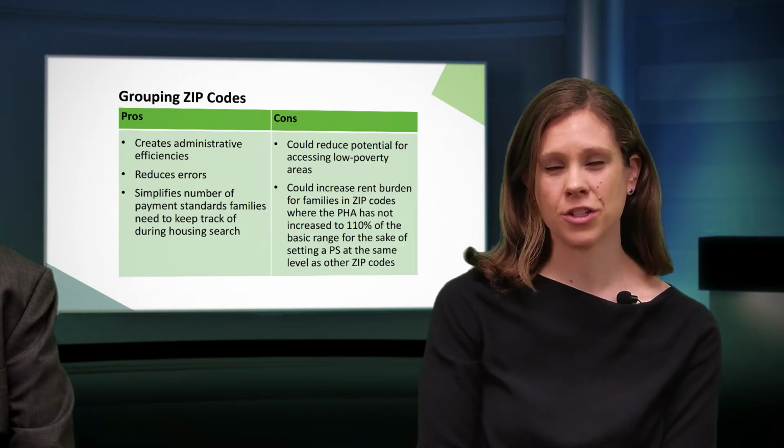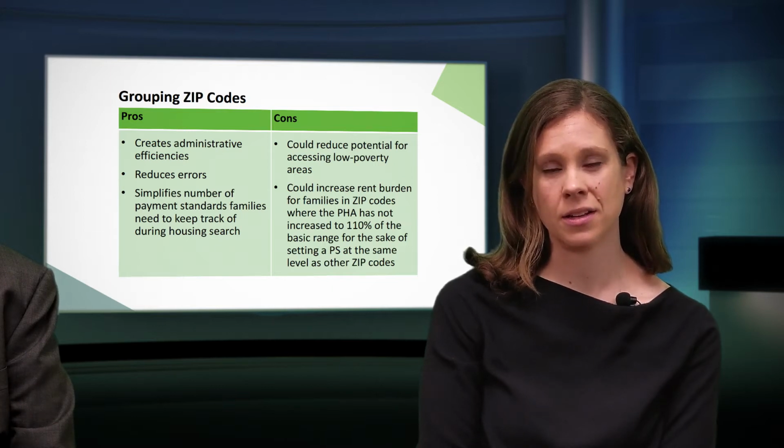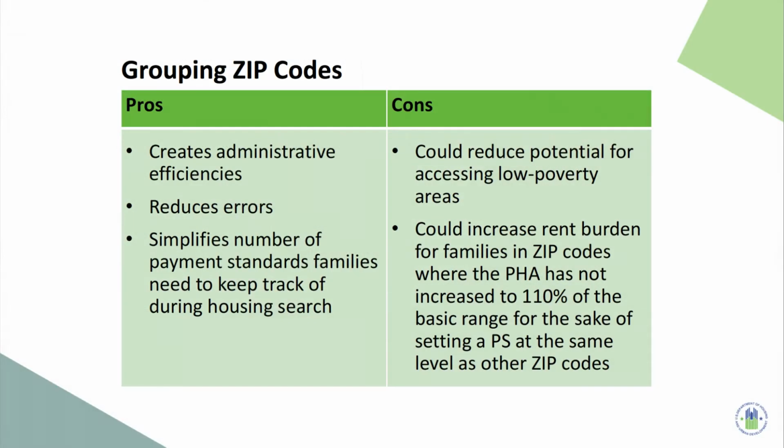PHAs should also consider challenges associated with implementing large numbers of separate payment standard areas. Grouping zip codes into a smaller number of payment standard areas can help create efficiencies and reduce opportunities for administrative errors, especially for PHAs with a large number of zip codes. On the other hand, by maintaining separate payment standards for each zip code, PHAs may help to maximize voucher families' access to housing in high-cost areas, resulting in a greater programmatic impact. Each PHA administering small area FMRs will need to weigh these factors to determine the approach that works best for their local conditions.